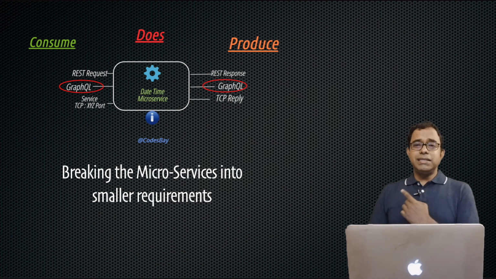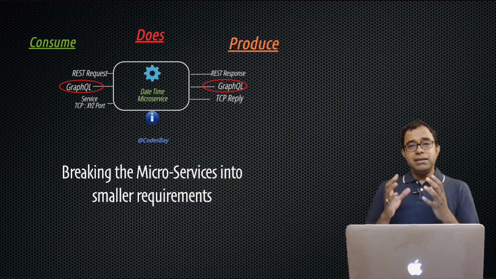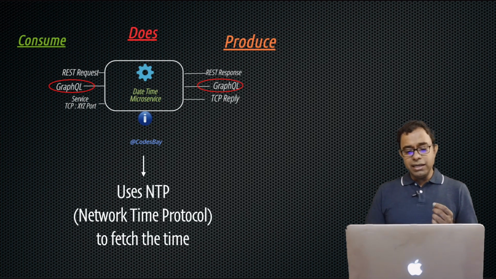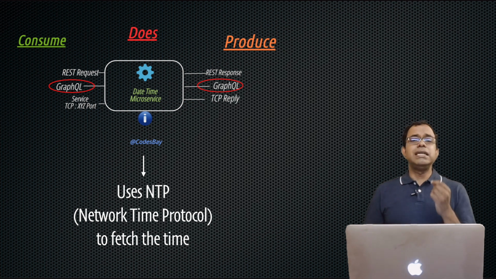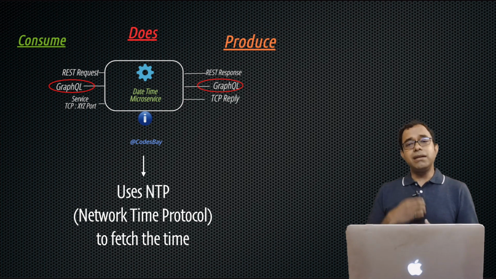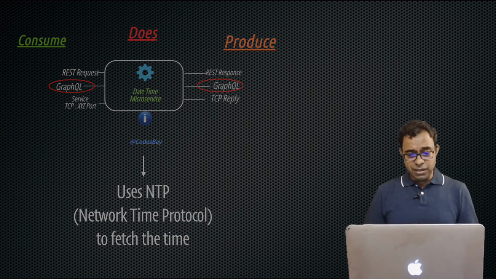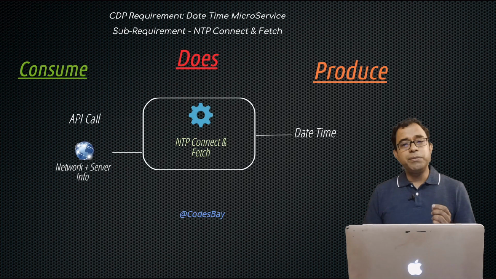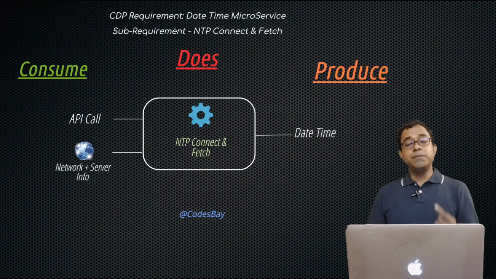Let's take the same example, right? Let's assume that this date time service has an internal requirement which talks about NTP connect and fetch. So where does the date time service get the current time from? It takes the current time from an NTP server, network time protocol server. Okay, it connects to that server, gets the date and time and returns it to the user. Let's assume that that's a separate requirement. So here is how the requirement will look like in CDP model.